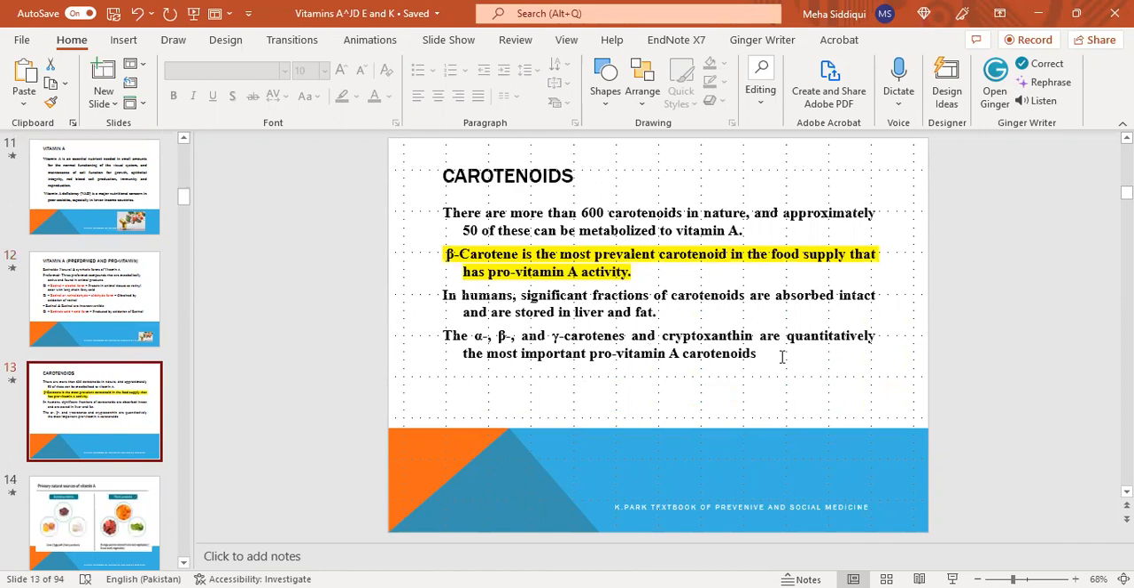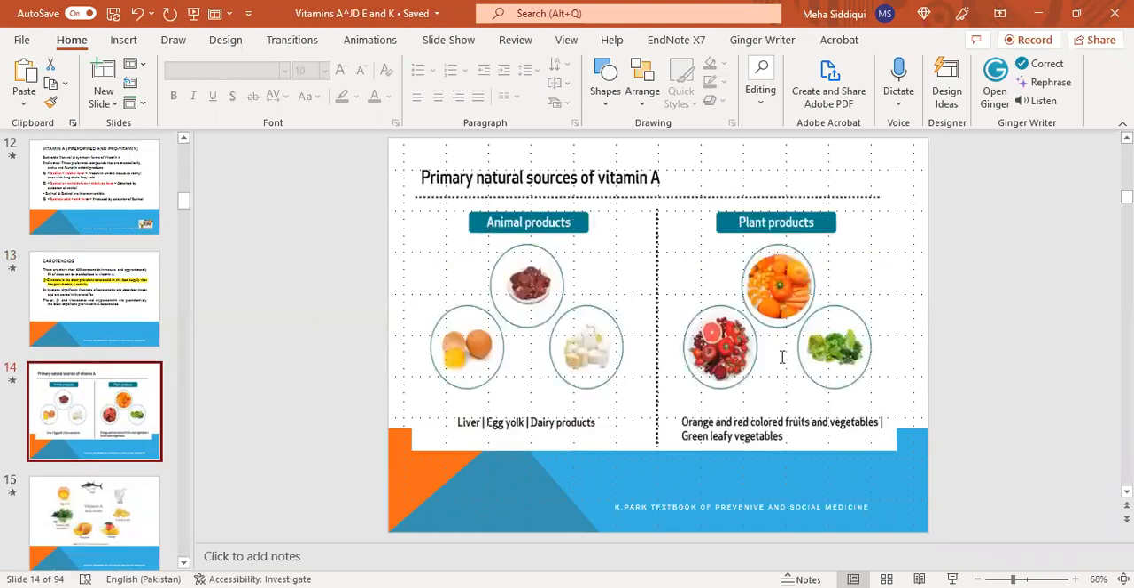Carotenoids. There are more than 600 carotenoids in nature, and approximately 50 of these can be metabolized to vitamin A. Beta carotene is the most prevalent carotenoid in food supply that has provitamin A activity. In humans, significant fractions of carotenoids are absorbed intact and are stored in liver and fat. The alpha, beta, and gamma carotenes and cryptoxanthin are quantitatively the most important provitamin A carotenoids.